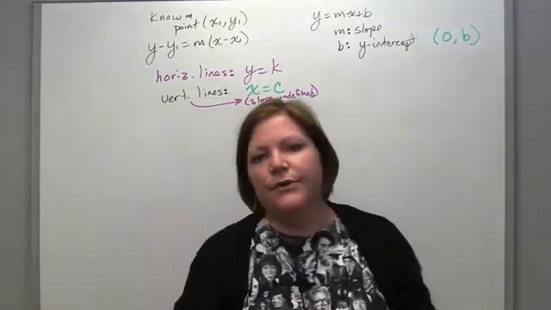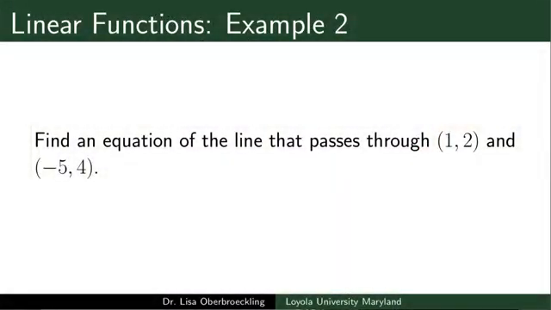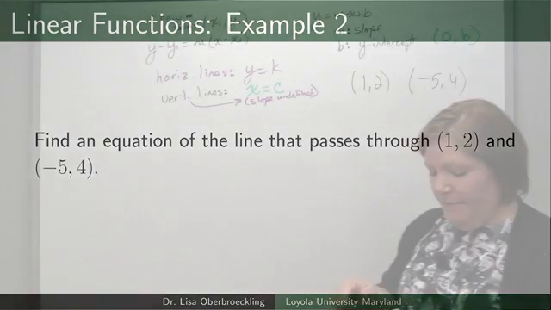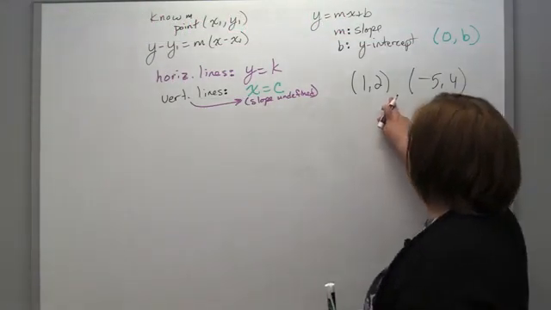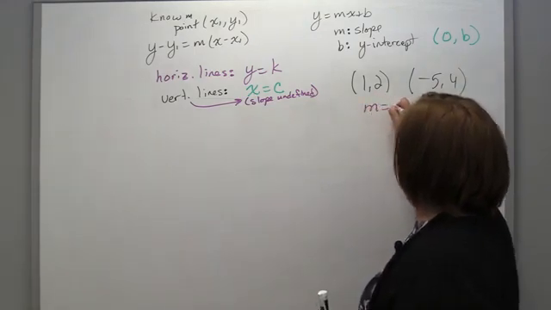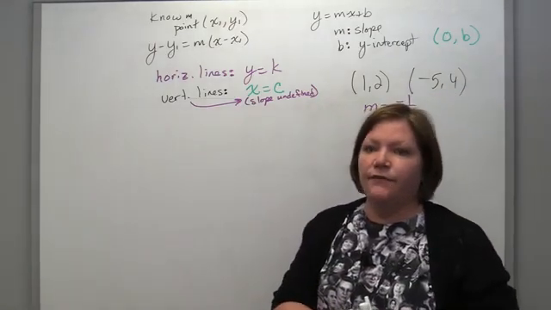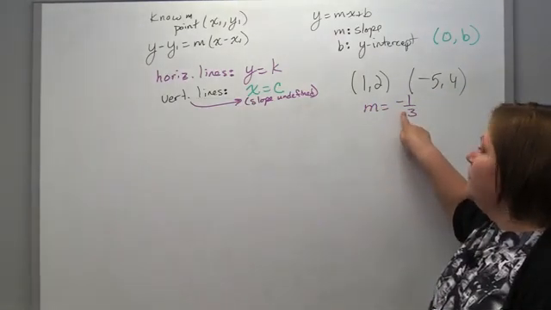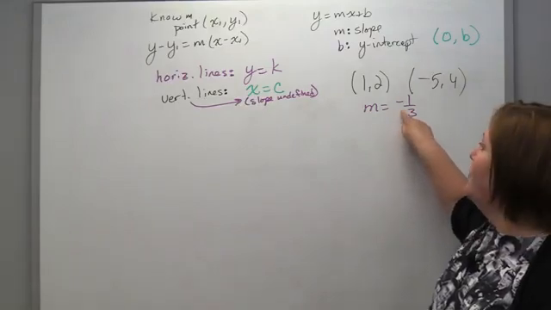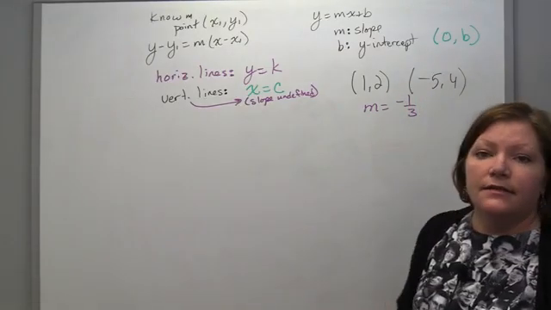All right, so let's do an example. We're given the same points we had in the previous example. We're given the points 1, 2, and negative 5, 4, and we're asked to find the equation of the line between them. And so we already figured out, and if you want to remind yourselves, give a pause and see if you get the same answer, that the slope between these points is negative 1/3.